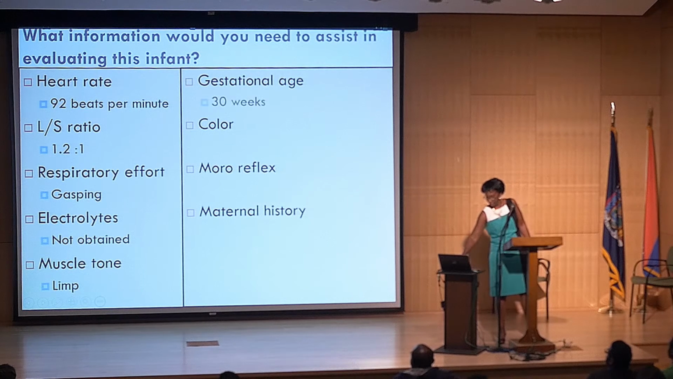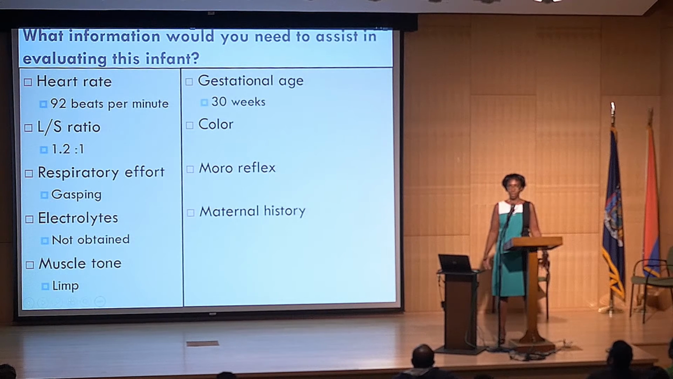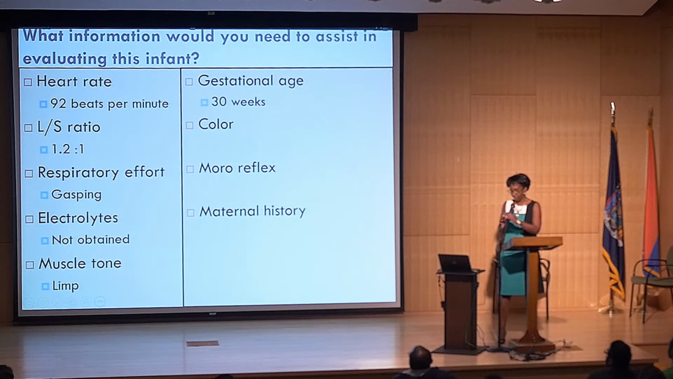Gestational age, 30 weeks. Right? So from the L/S ratio of 1.2 to 1, you kind of had an idea that the baby was premature, but you weren't too sure how premature this particular baby was.